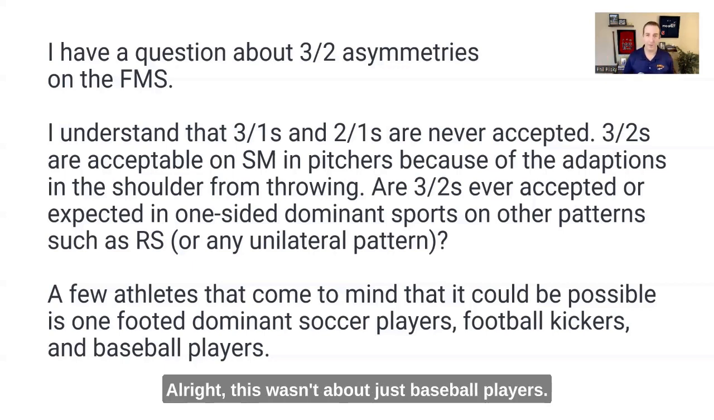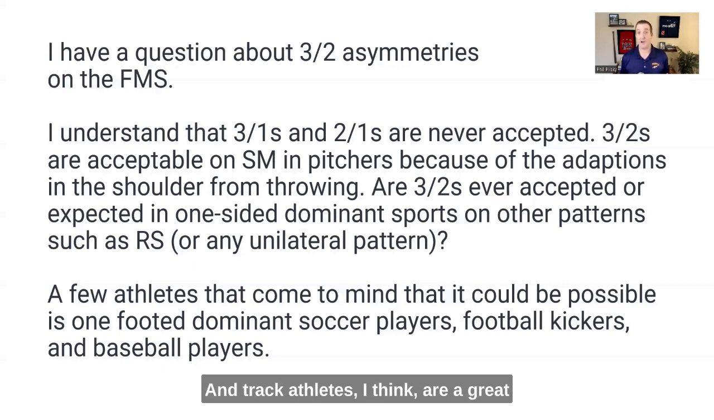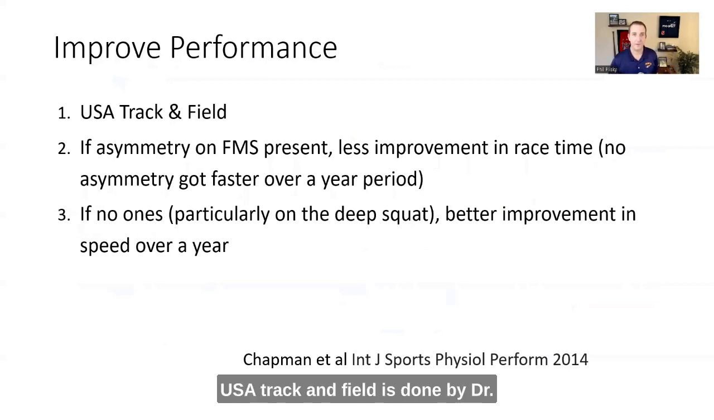All right, this wasn't about just baseball players. This is really about other sports, foot dominant soccer players, football kickers, that type of thing. And track athletes, I think, are a great one that are commonly cited for asymmetries. So let's look at the research. This is one of my favorite studies on this. USA Track and Field, done by Dr. Chapman and Todd Arnold, their group there in Indianapolis.